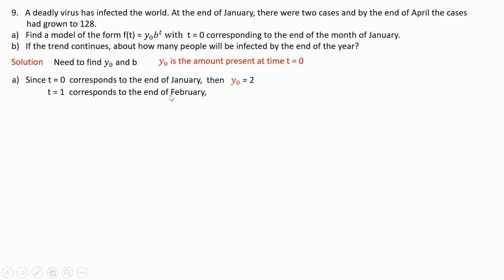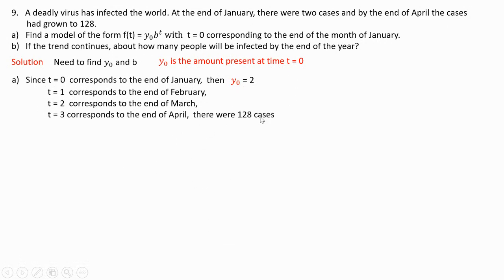And then you continue. So the end of January is 0, the end of February will be 1, the end of March will be 2, the end of April will be 3. And here it says by the end of April the cases had grown to 128. So there were 128 cases by the end of April. So how many months had passed? 1, 2, 3, right? So 3 months had passed, and they went from 2 to 128 cases in 3 months.